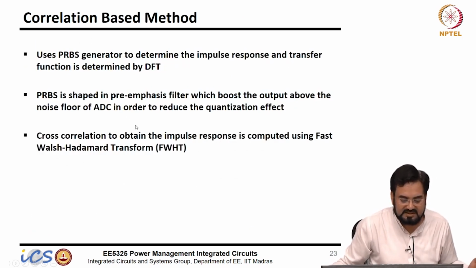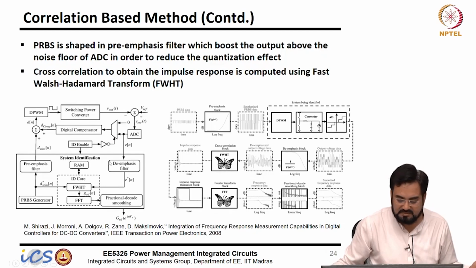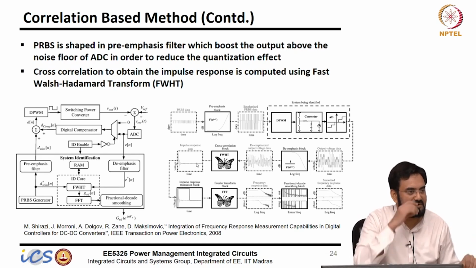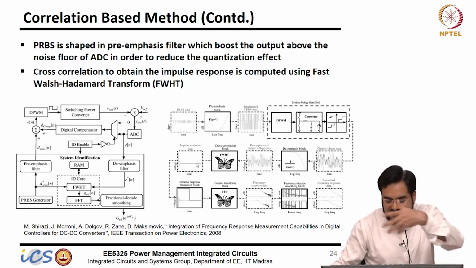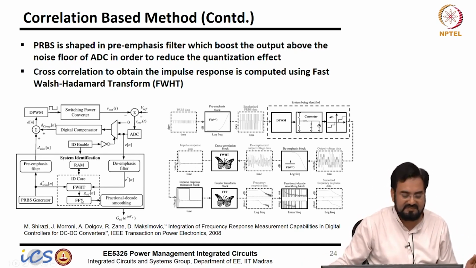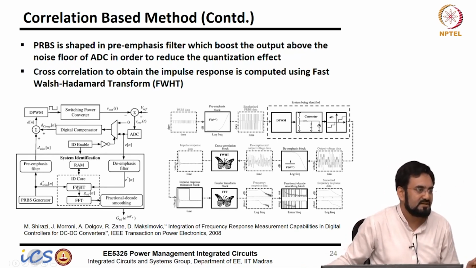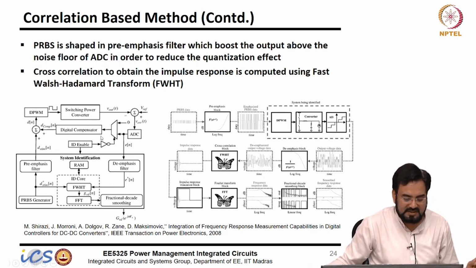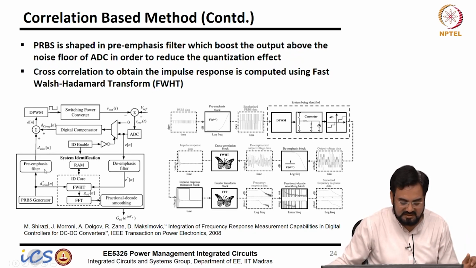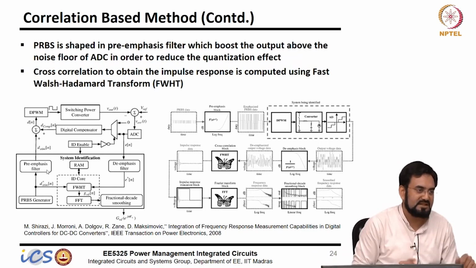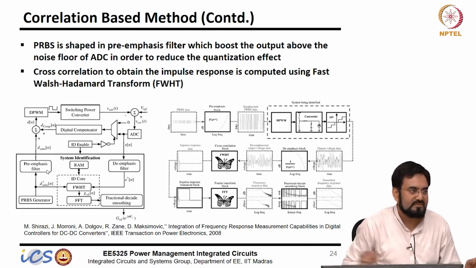Another method is correlation based. This is very complicated; it requires a whole DSP to implement. They are literally looking at the FFT here, which means you are looking at the frequency response. It is all digital, and in the paper they showed the whole thing implemented on an FPGA. So why would I use a whole FPGA to build a DC-DC converter? It doesn't make any sense.